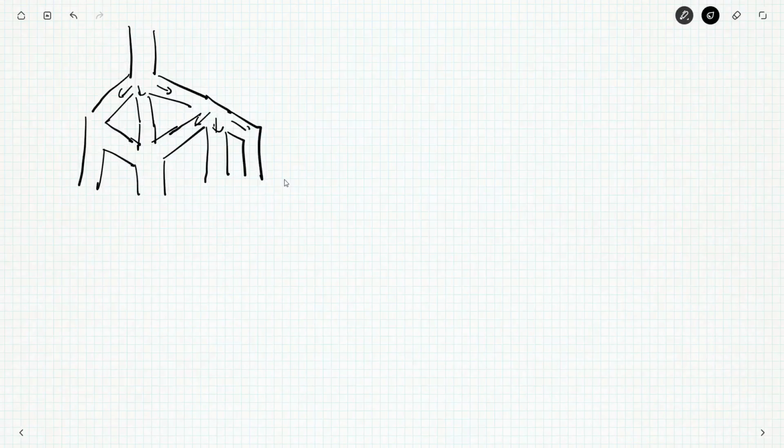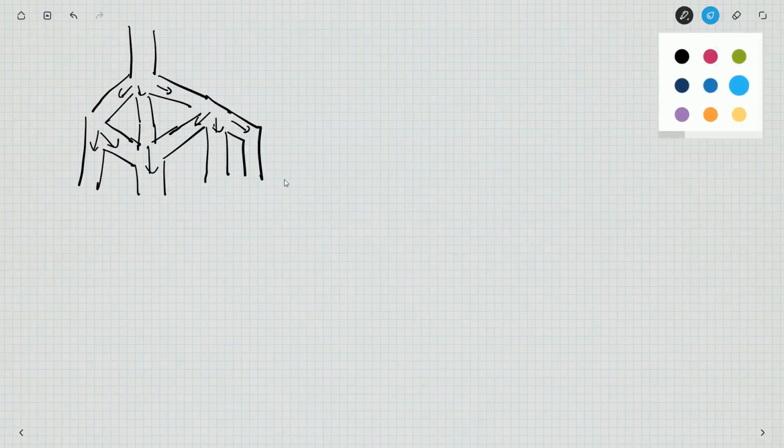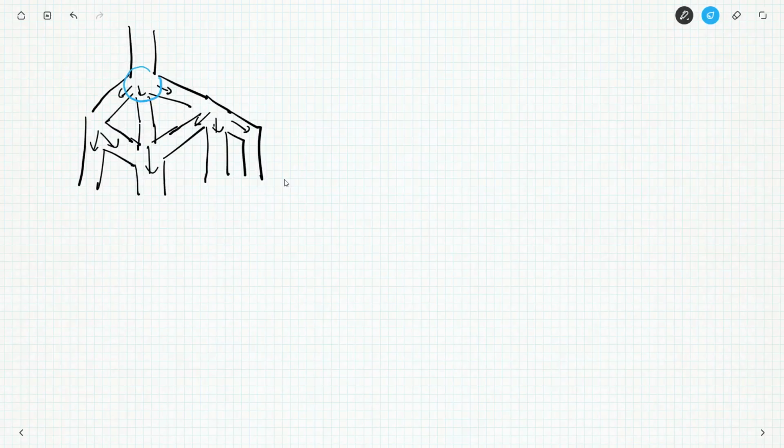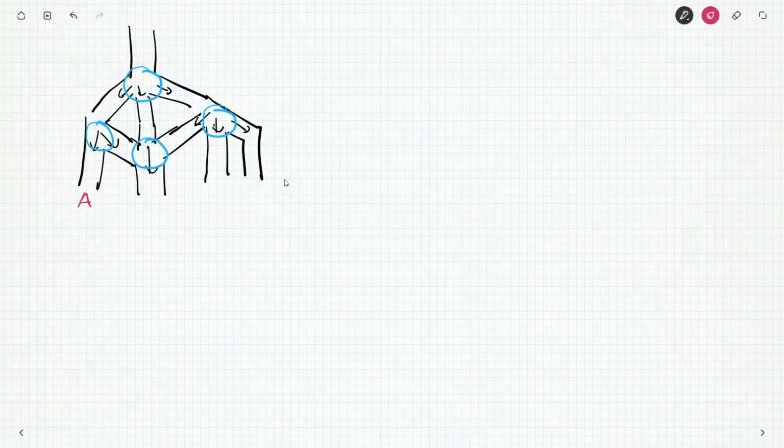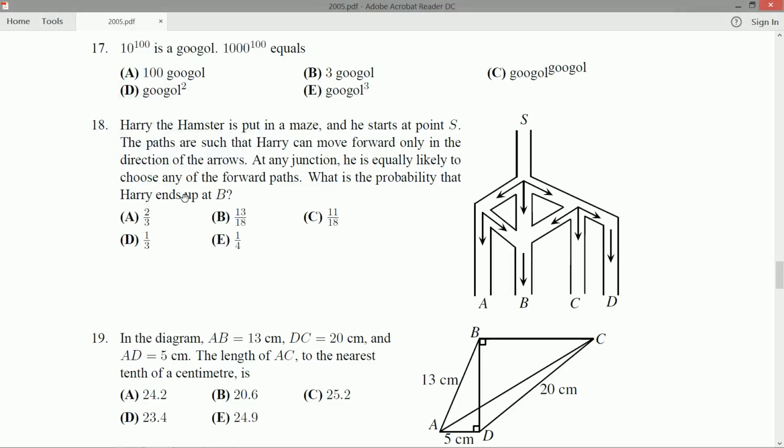But we have 4 areas to keep track of. This area right here, he makes a choice. Here he makes a choice, assuming he went down this path. Here he doesn't make a choice, but we'll get to this point in a moment. And here he makes a choice. Okay. And we had A, B, C, and D. Now we're only interested in the probability that he reaches B, correct? Probability Harry ends up at B.